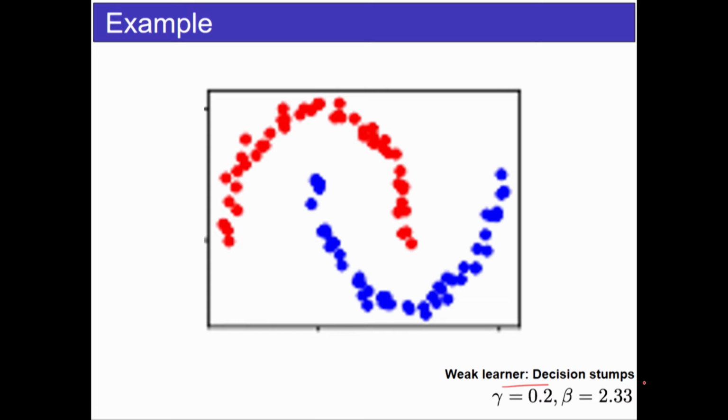So this is the data. This is the true data, okay? And what is the weak learner? The weak learner I'm actually using is decision stumps. Are you aware of what decision stumps are?